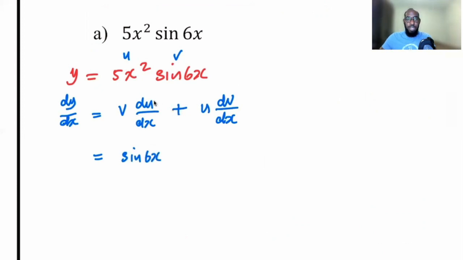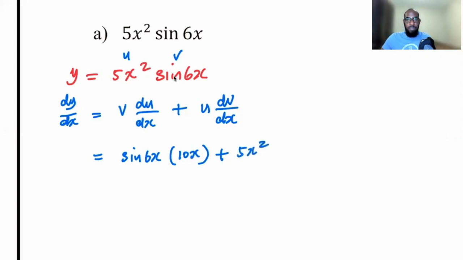and then you differentiate u. If you differentiate 5x squared, it's already multiplied, always multiply. When you differentiate 5x squared, you will get 10x. 5 twos are 10, 2 minus 1 is 1. So you get 10x. Plus, you write down u, so u is 5x squared.